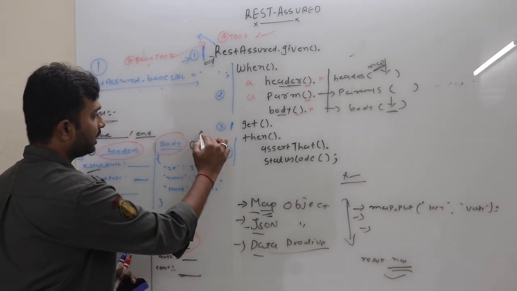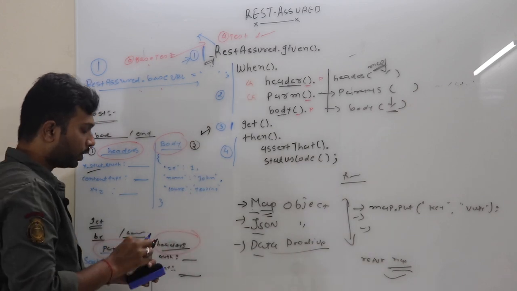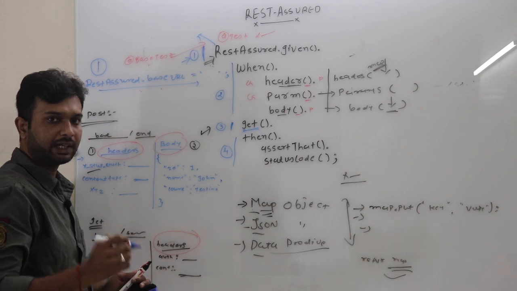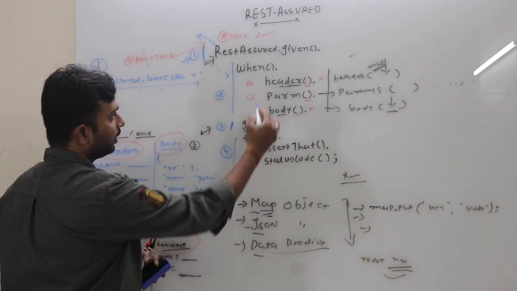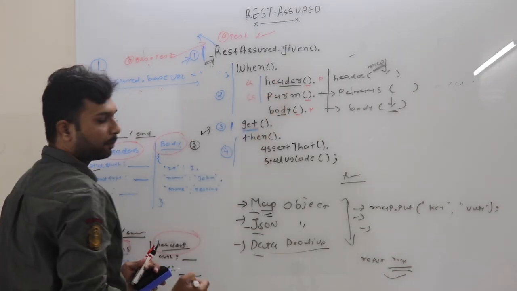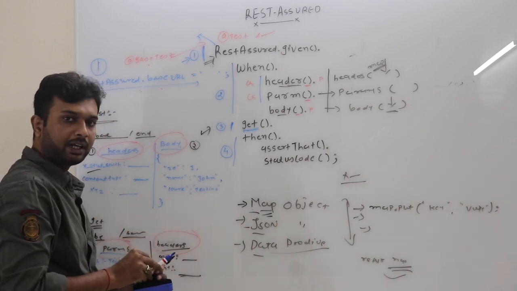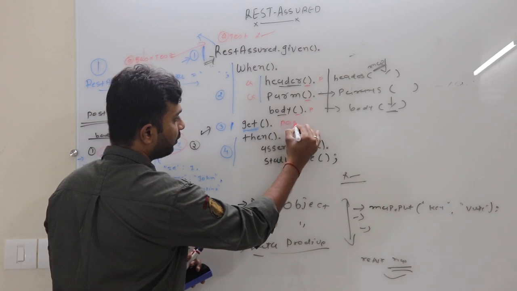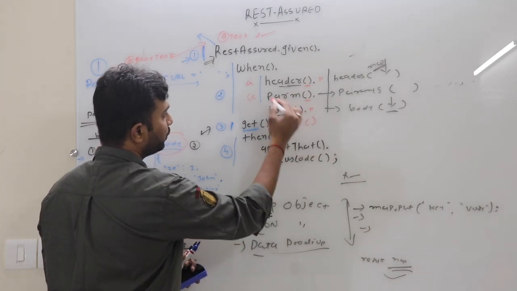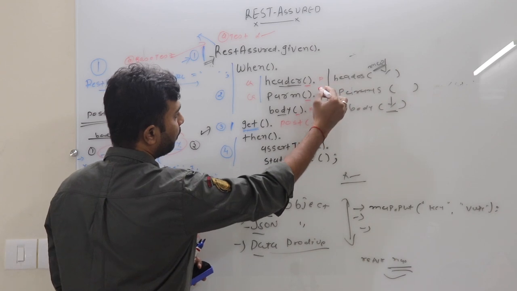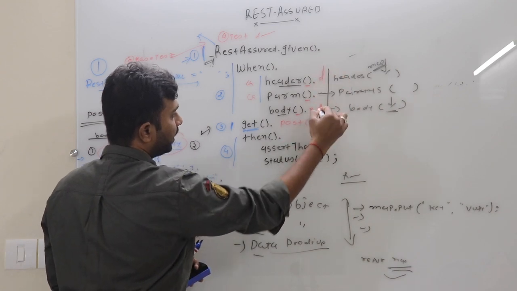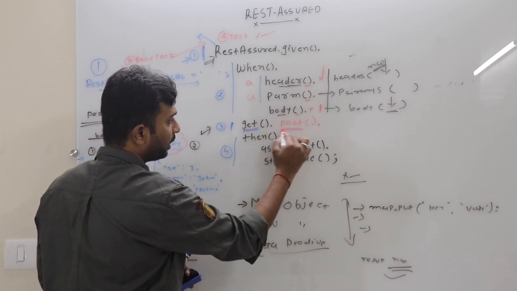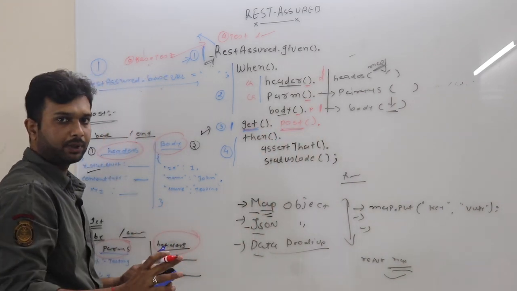Now we need to understand the third part. So here we have written get. Let's say we are hitting a get request, then we have to write get along with headers and param. What if we are hitting a post request? Simply we need to write post here instead of get, and we need to use this for post, header and body, and we need to simply write post dot, instead of get we need to write post. Very simple.